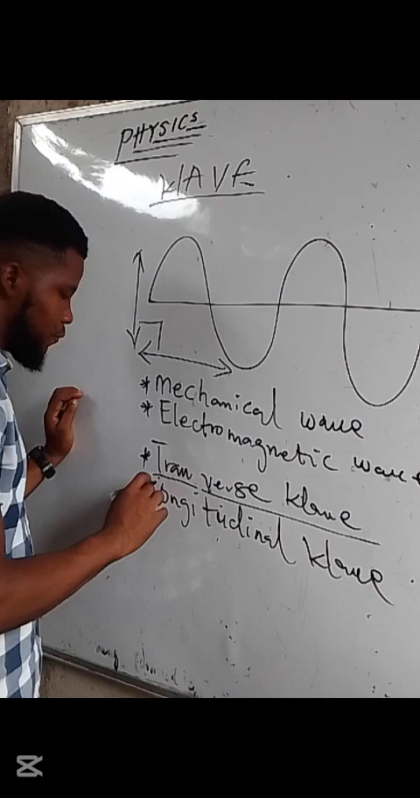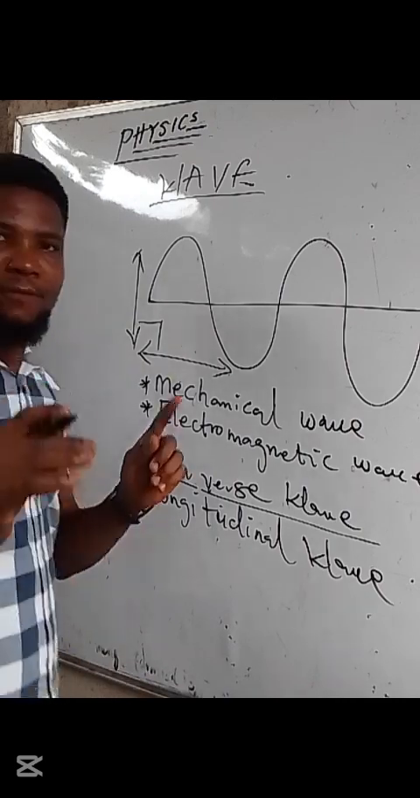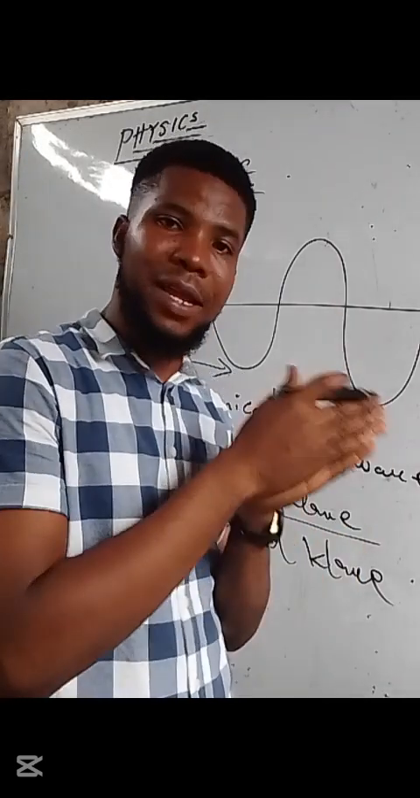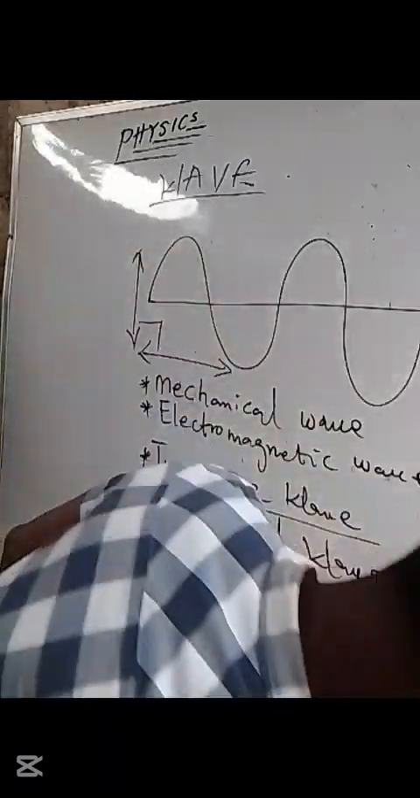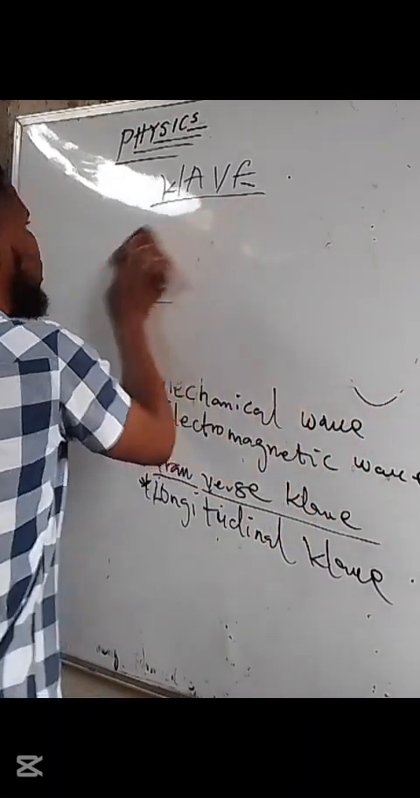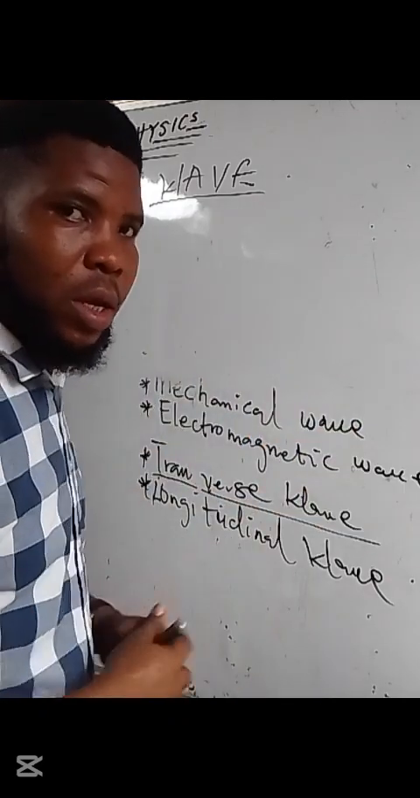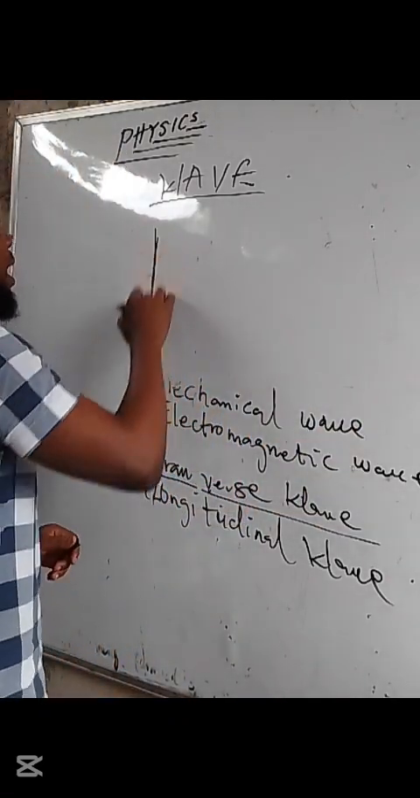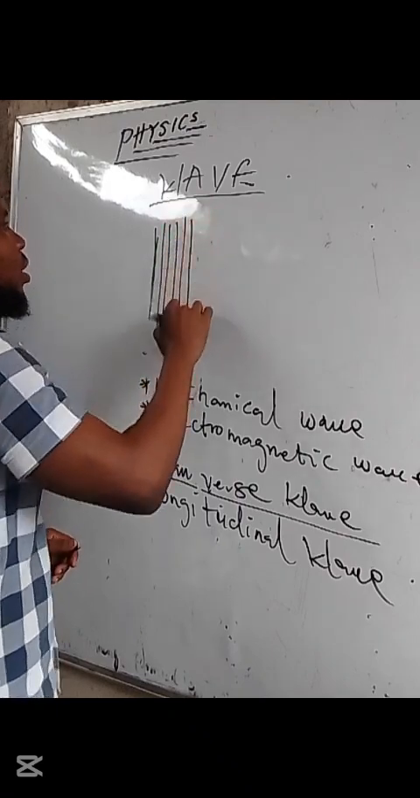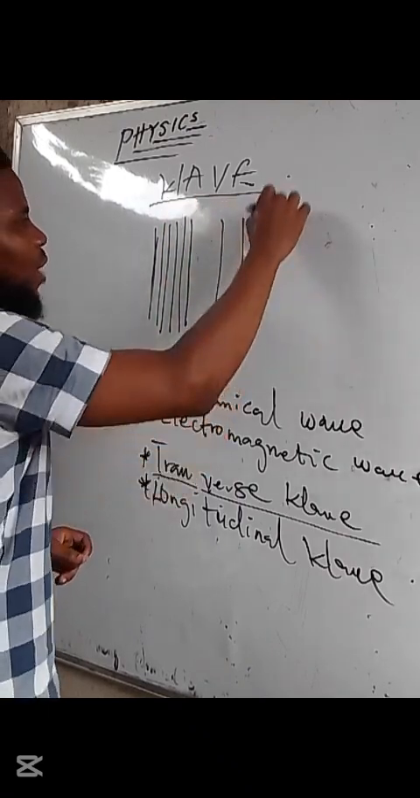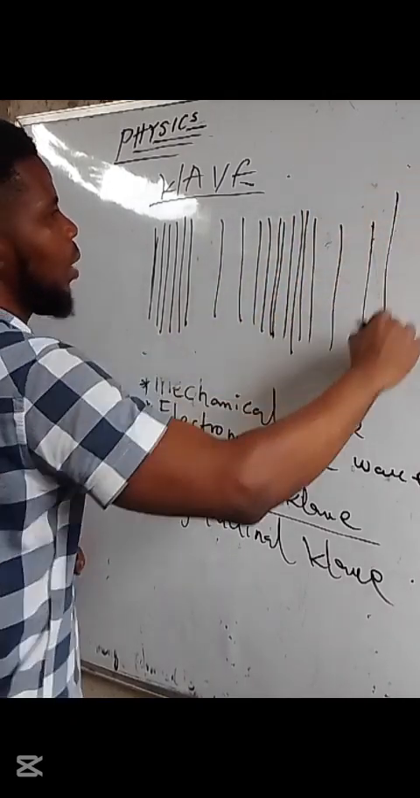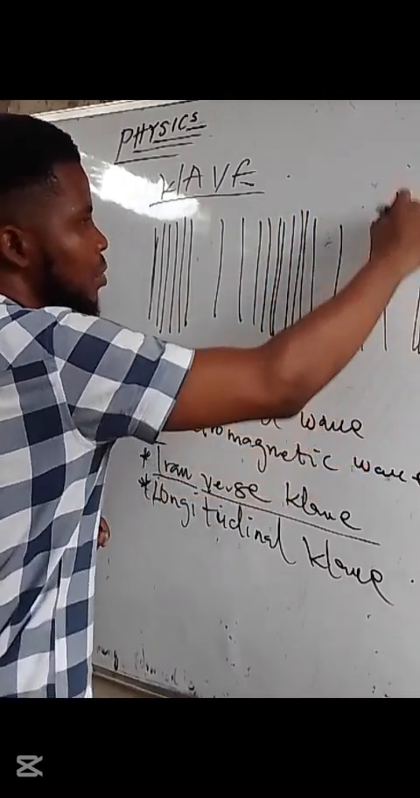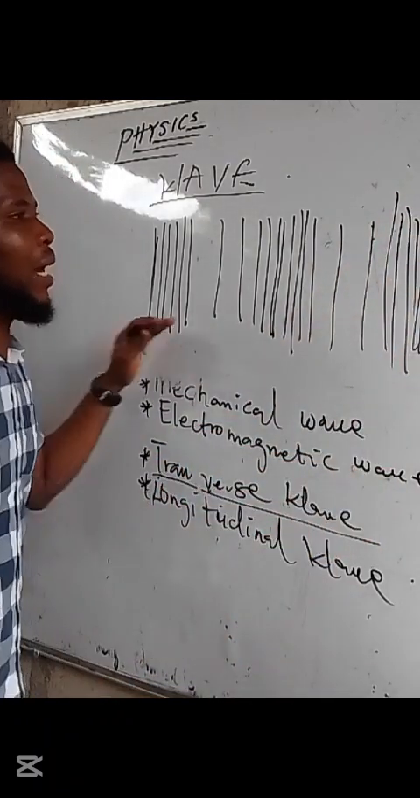Then longitudinal wave, we say that the vibration of the medium is in line with the wave motion. So while the medium is vibrating in a particular direction, the wave motion is also in the same direction. The typical example is sound wave. In sound wave we have rarefaction and compression.